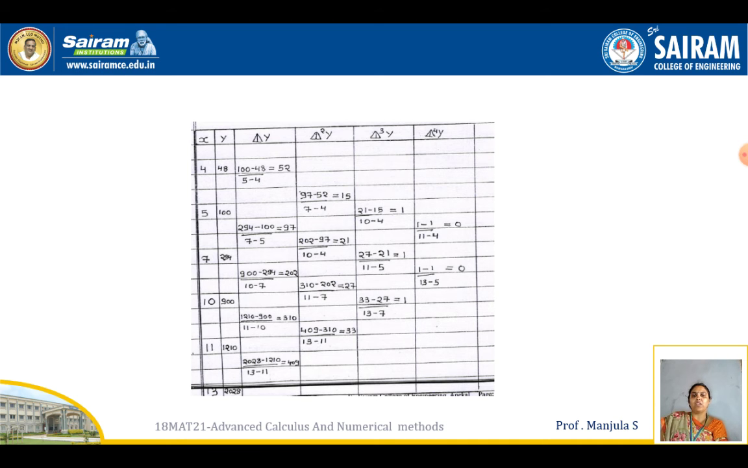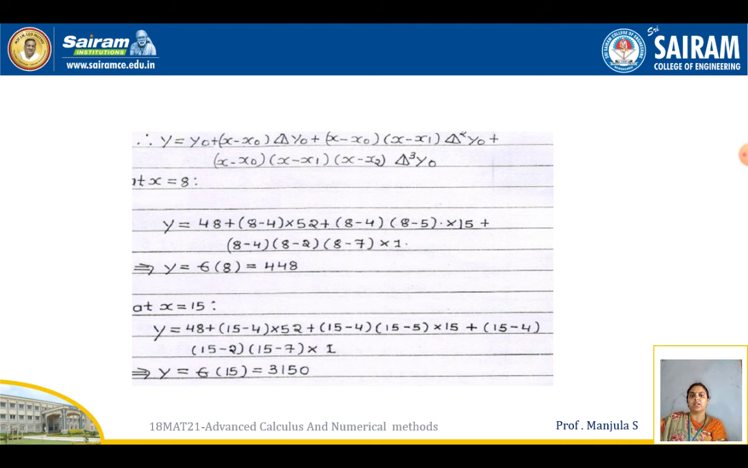So the del y values, the first divided difference column, will become 52, 97, 202, 310 and 409. And the second, del square y, will become 15, 21, 27, 33. Next is del cube y: 1, 1, 1. So of course the next value will become 0. So no need to further find out the table values. You can stop there.